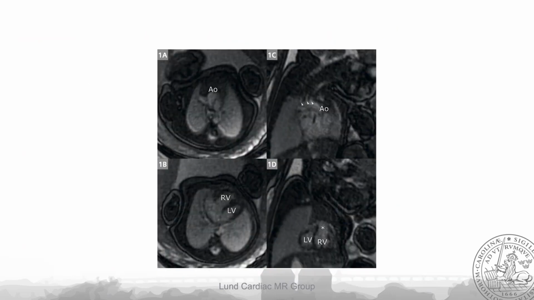I also just wanted to show this image quickly. We should remember to also use our static images. And can you see my pointer in the screen?